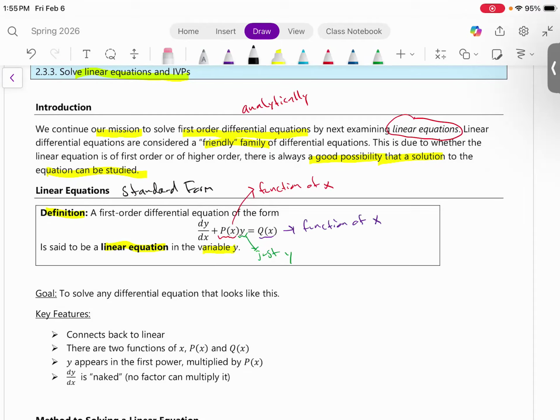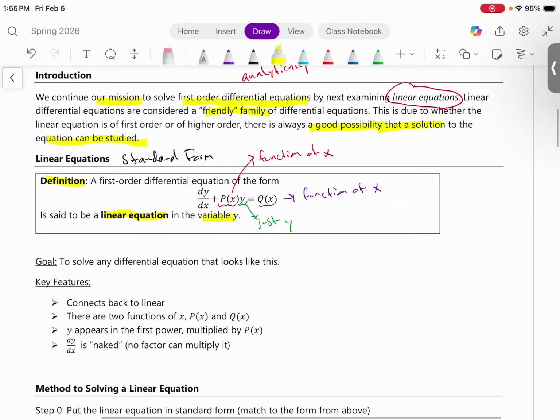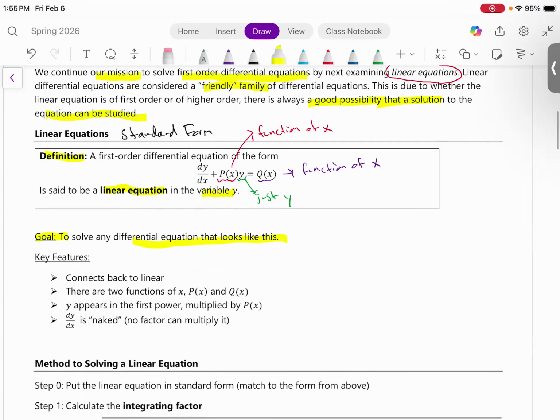Okay, so we have another linear equation. We're going to learn another method to solve. So our goal with these types of linear equations is just to solve a differential equation that looks like this. Okay, so a couple key features of this. A linear differential equation connects back to linear and linearity. There are two functions of x, p of x and q of x. Y appears in the first power, okay?